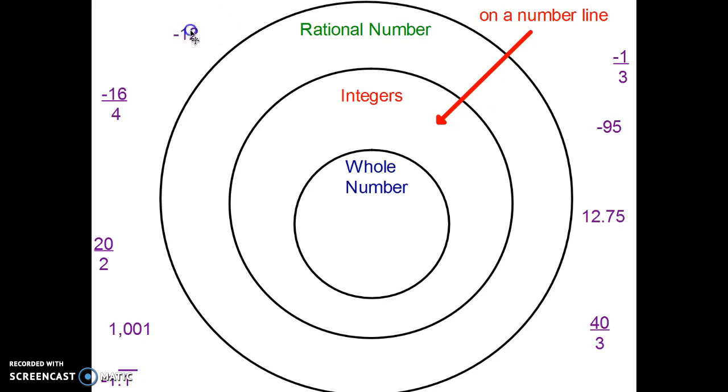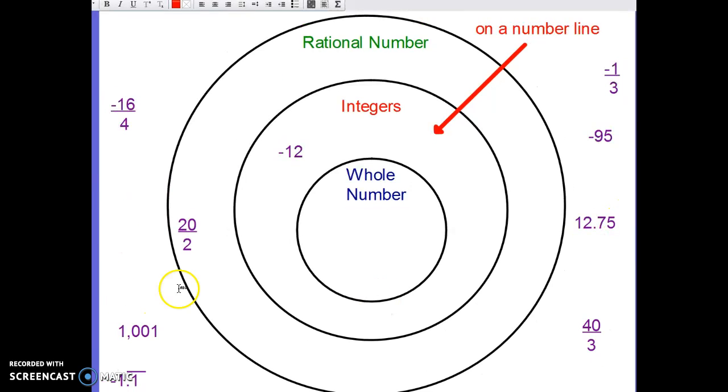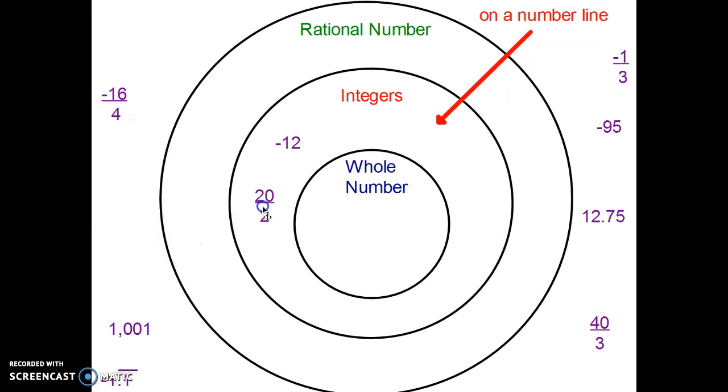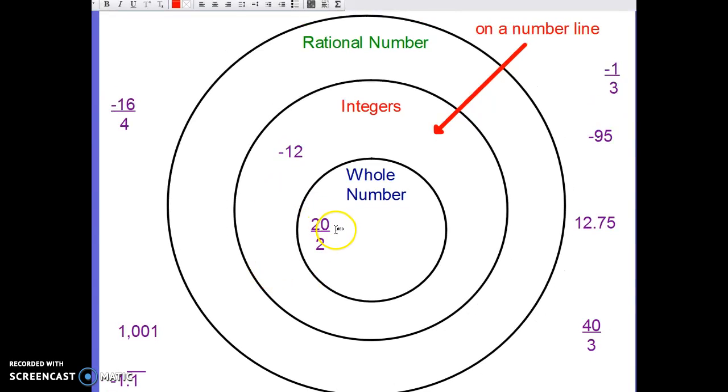We're going to start with negative 12. Negative 12 is a rational number, but more specifically, it is an integer. It is a negative counting number. 20 divided by 2 is definitely a ratio, but I also know that 20 divided by 2 is equal to 10. And so 20 over 2 is going to go in integers, but it's positive, so it's going to go in whole numbers. So 20 over 2 simplifies to 10.